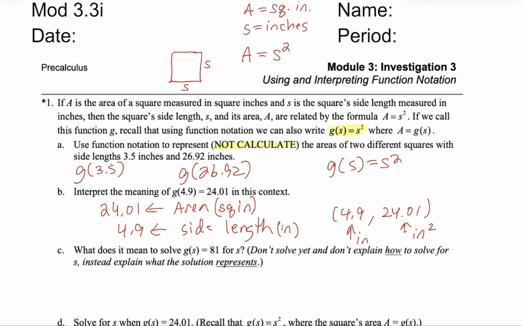So in C, it says, don't solve it yet, but let's explain what this means. If it says that g of S is equal to 81, and we wanted to solve for S, all that's saying is, if the area is 81 square inches, what side length would give us that? What side length? Let me put the word side length. So g of S equals 81 tells us that we're kind of going backwards.